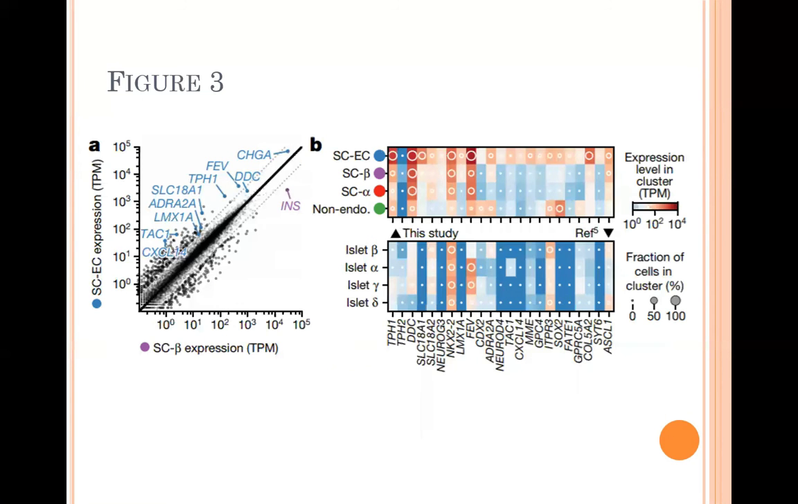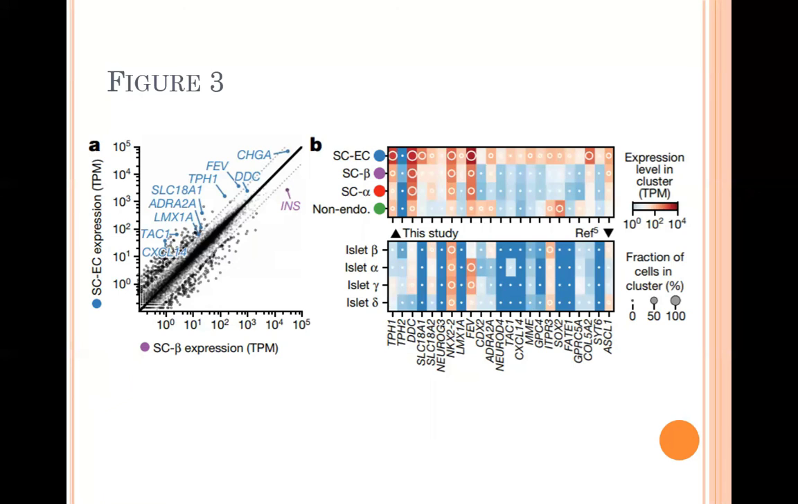So in figure 3, we're overviewing the SC-EC cells, and they show low levels of insulin, TPH1 and NKX6-1 genes, but they lack the beta cell markers. Just a little side note, TPH1 is related to serotonin synthesis. The discovery of these cells was not expected by the researchers.